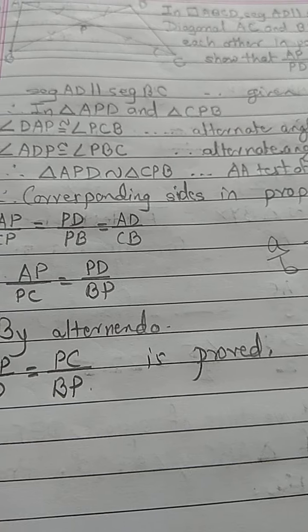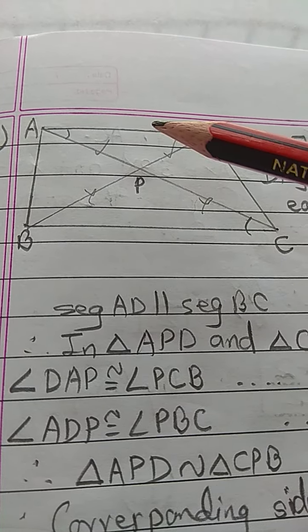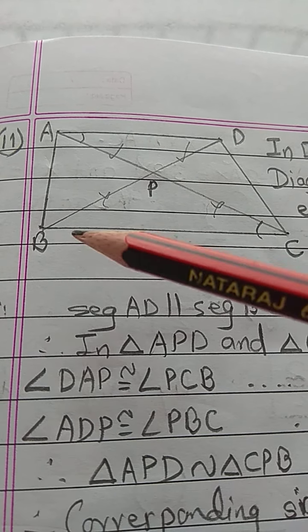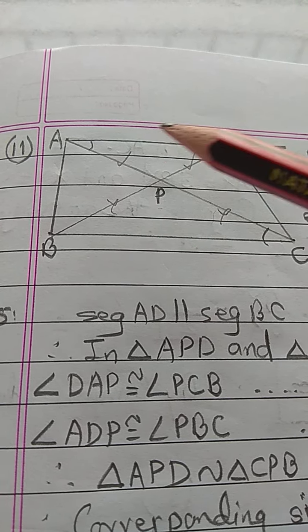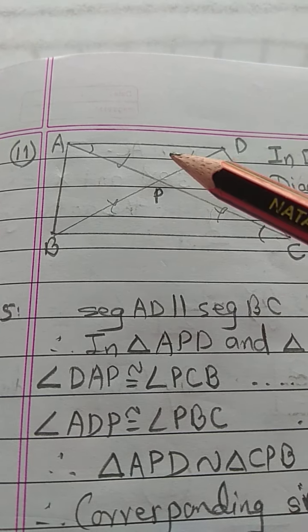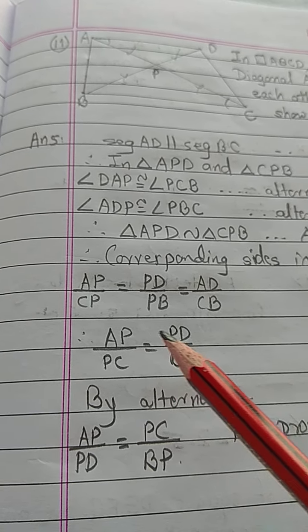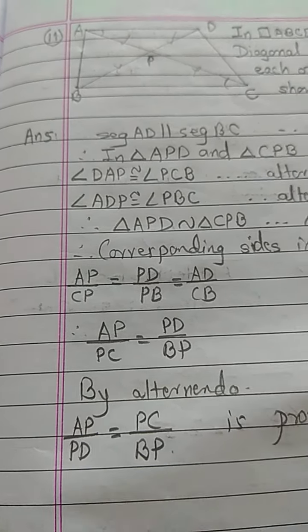Hence the proof. What we have done: these two triangles we have shown similar by AA test, with these alternate angles, and therefore by AA test two triangles are similar, therefore sides will be in proportion, and last thing we have done is alternando.